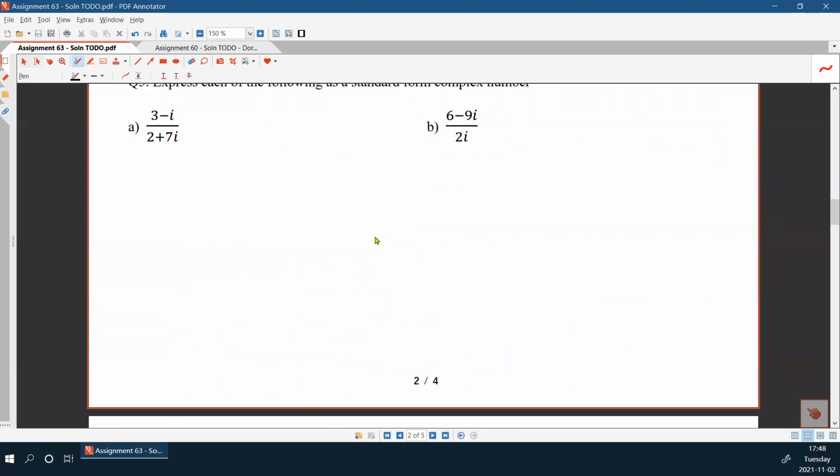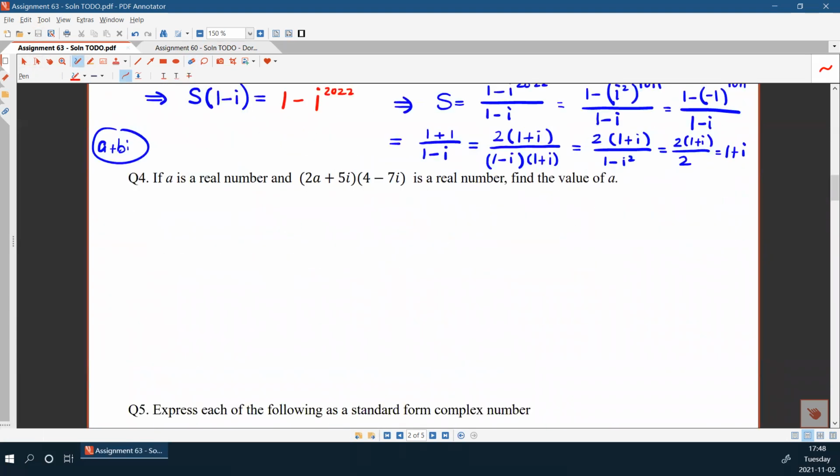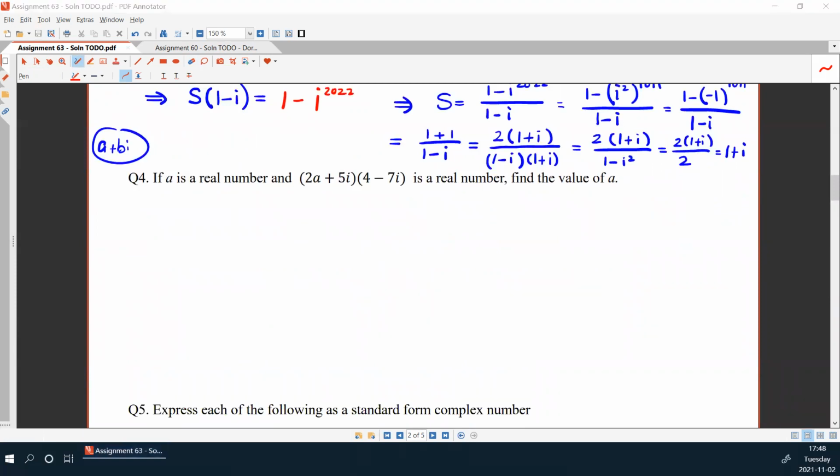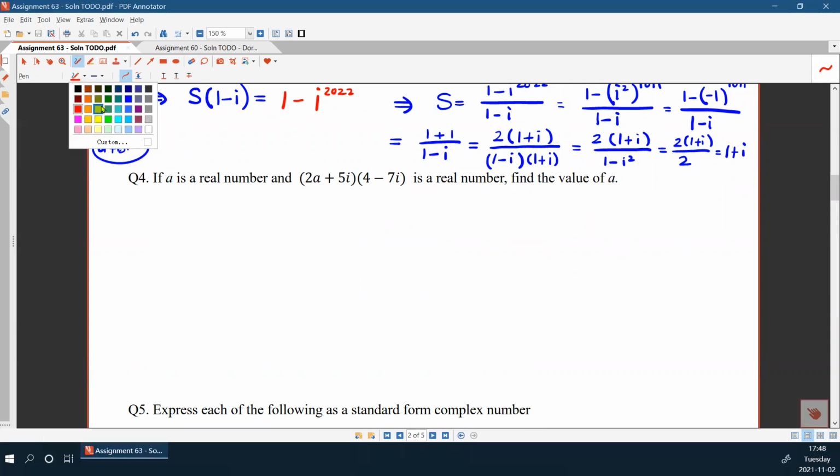All right, so let's have a look at the next one. Question 4. If A is a real number and the product of 2A plus 5i and 4 minus 7i is a real number, find the value of A. Okay, so a product of two complex numbers is still a complex number, right? So if a complex number, for example, m plus ni, is a real number, that means the imaginary part is 0, right? So first of all, let's expand this complex number.